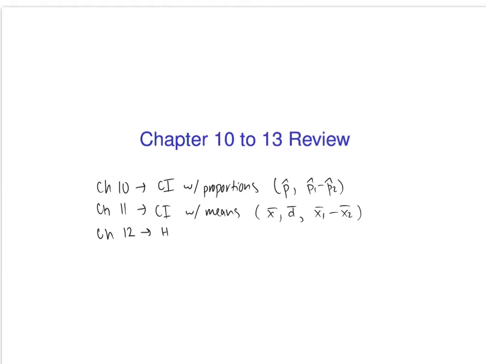Chapter 12 was hypothesis tests with proportions, right? And what was chapter 13 about? Well, with means, which could be any of the same cases. Does that make sense? Yeah. So single mean, paired means.